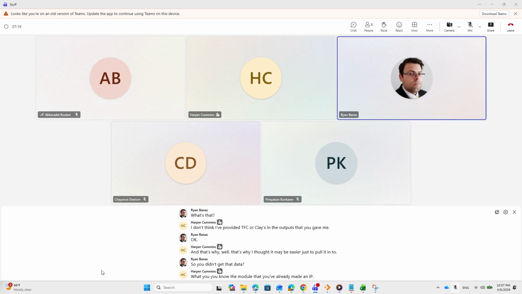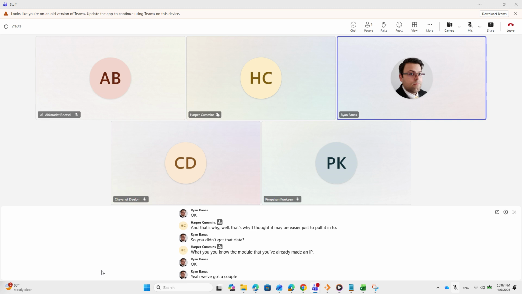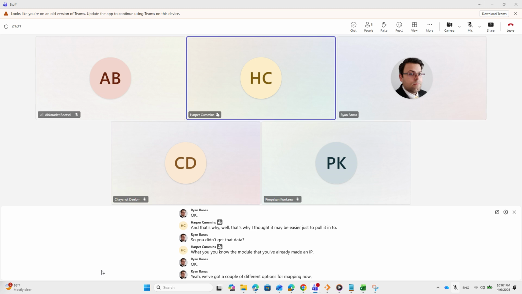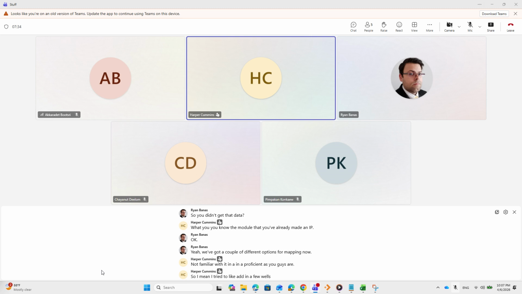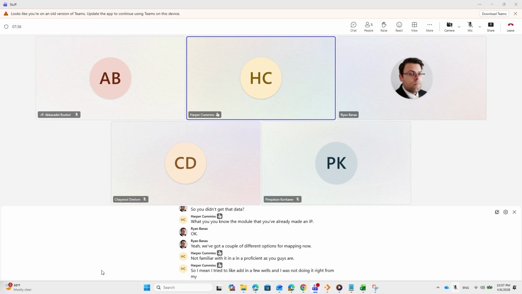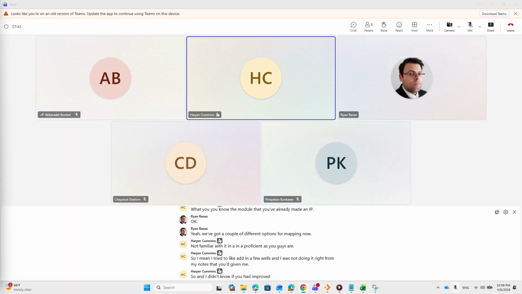Okay. Yeah, we've got a couple of different options for mapping now. I'm not as familiar with it as proficient as you guys are. I tried to add in a few wells and I was not doing it right from the notes that you had given me. I didn't know if you had improved the module since we last went over it in December.